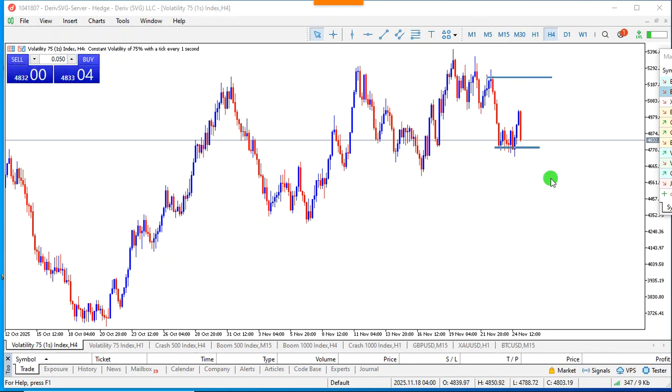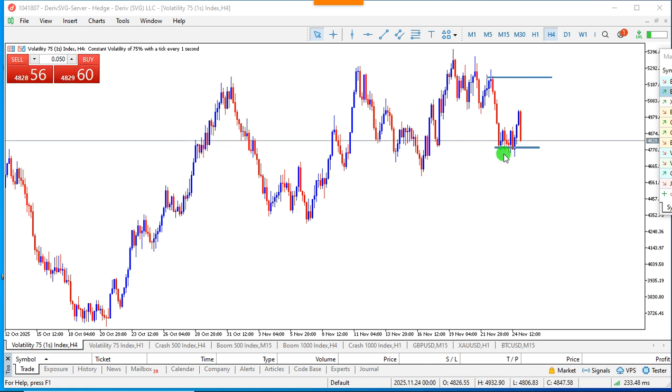That said, we'll be looking at our analysis for today, which is going to be on VIX75 1 second, VIX75, crash 500, boom 500, boom 1000, and of course finally crash 1000. And I don't think we have much to do because our structure is still being respected. You can see on our VIX75 1 second, our recent low and our recent high is still very much valid.